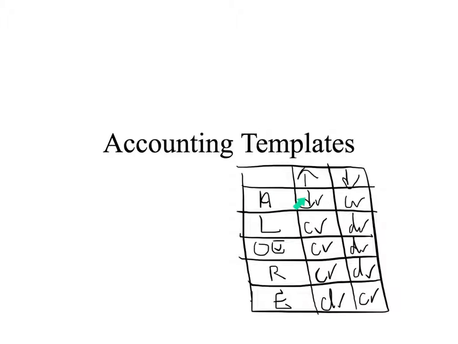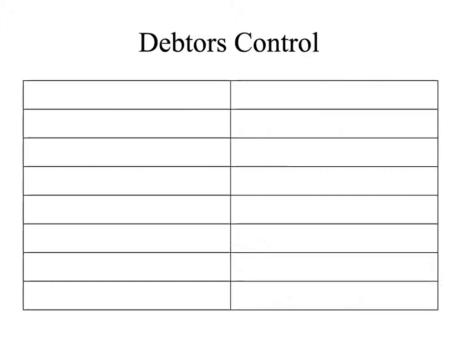Assets increase on the debit side. Liabilities increase on the credit side. So does owner's equity and revenue. And expenses decrease on the debit side. The pattern stays the same: debit, debit, debit, debit, credit, credit, credit, credit. So having that in front of you reinforces the notion of double entry accounting to make sure that you do it right. Let's look at the debtors control.